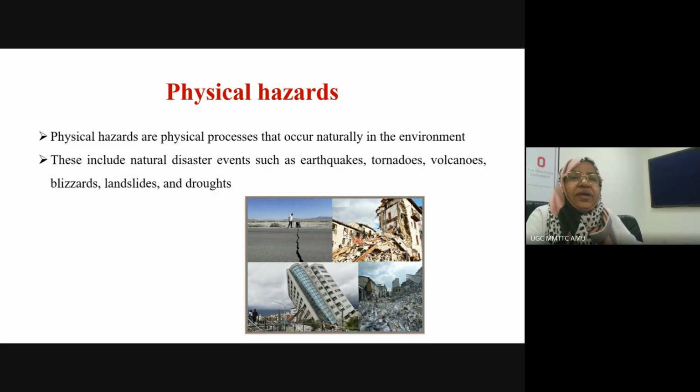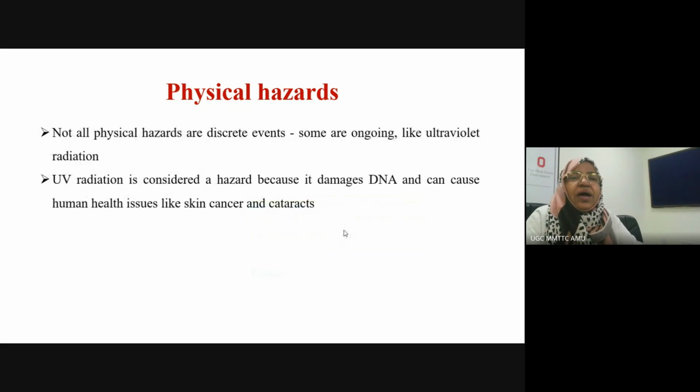So these include natural disaster events such as earthquakes, volcanoes, blizzards, landslides, and droughts. Not all physical hazards are discrete events. Some are ongoing, like UV radiations. UV radiation is considered a hazard because it damages DNA and causes human health issues like skin cancer and cataract.